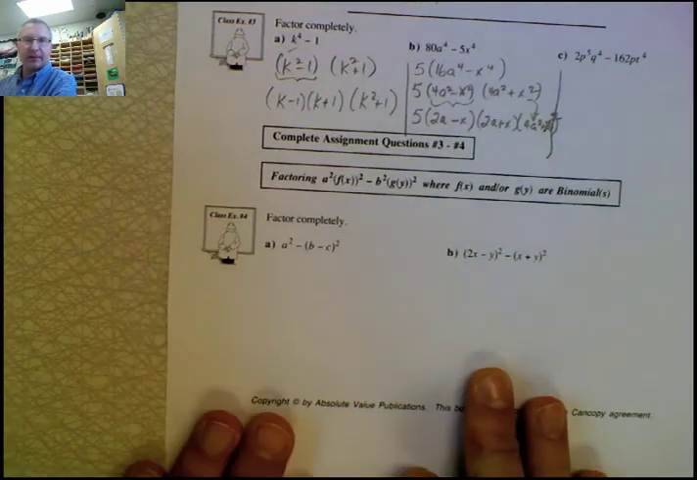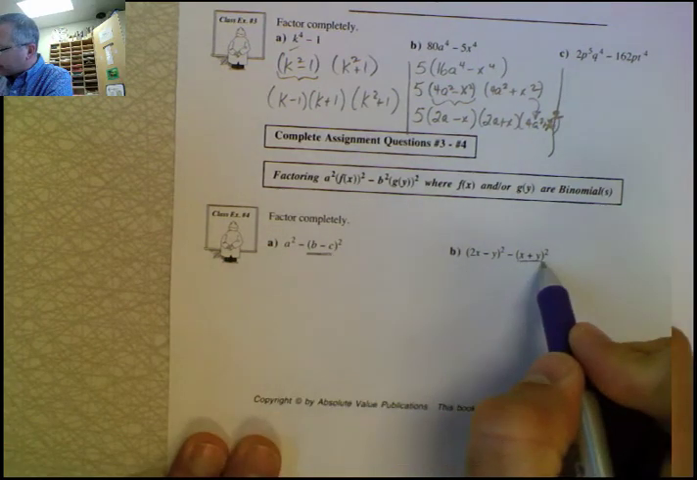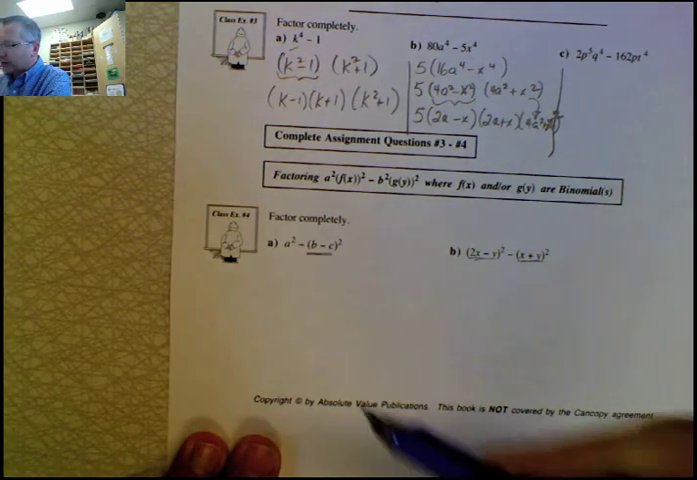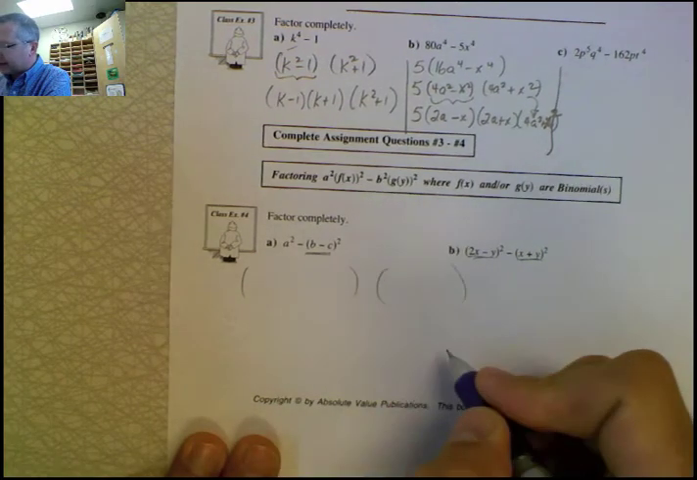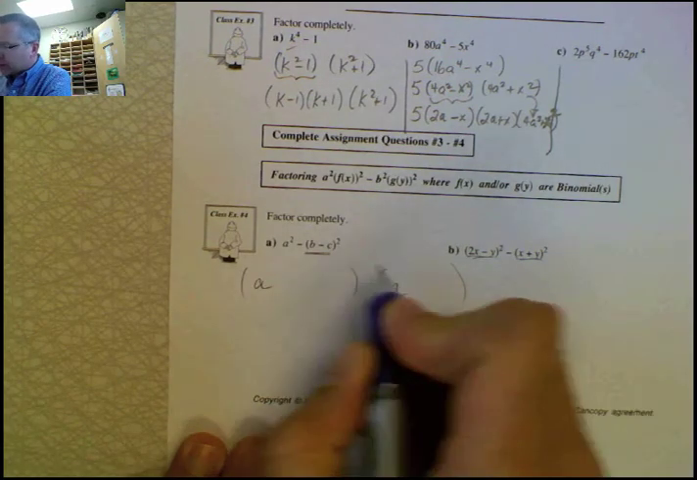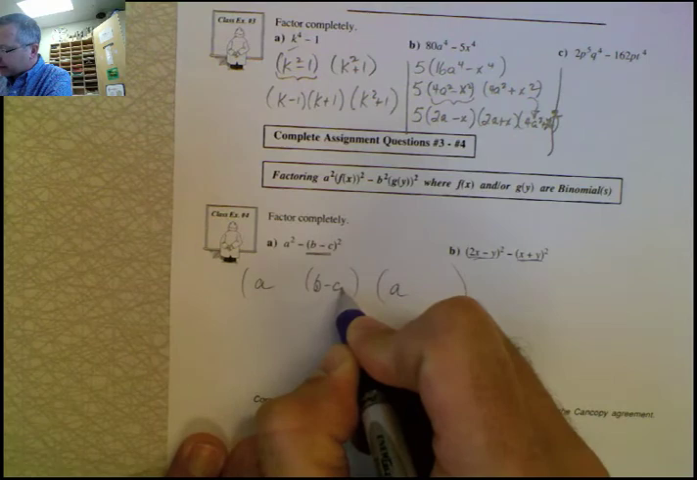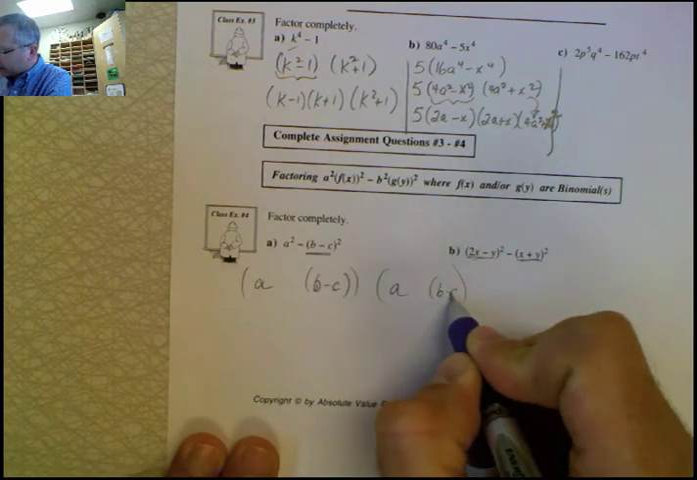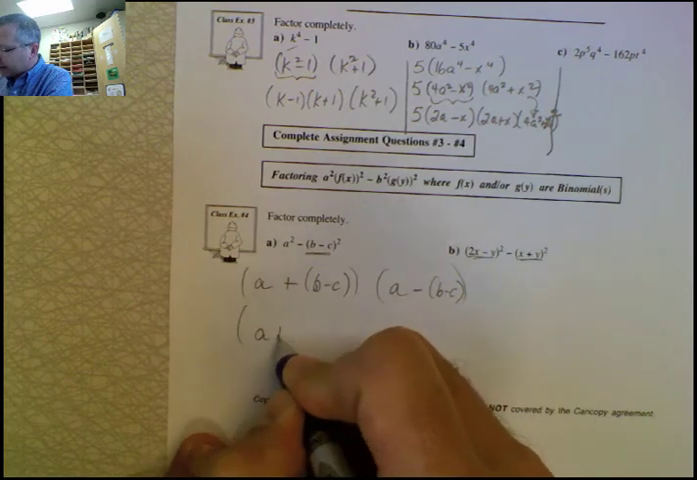The last couple of examples we're going to look at is where we sometimes have a binomial in our question that we're going to be factoring. It doesn't necessarily make this any harder, it just makes it different. The square root of a squared is a. Now the square root of (b - c) squared is (b - c). Now we're going to leave that in brackets and you'll see why in a second. One of these is positive and one of these is negative.